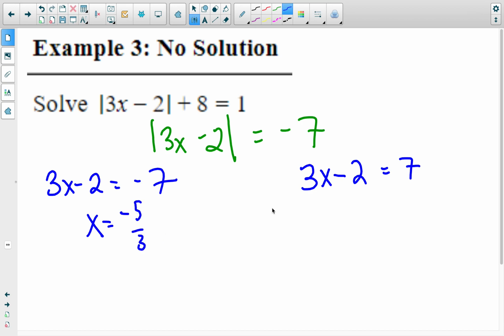-5/3. And then over here, we're going to get that x could be equal to 3. So those are our two cases, and we need to plug them back in to see if they're extraneous. So if we plug in -5/3, is the absolute value of 3 times negative 5/3 minus 2 equal to negative 7?